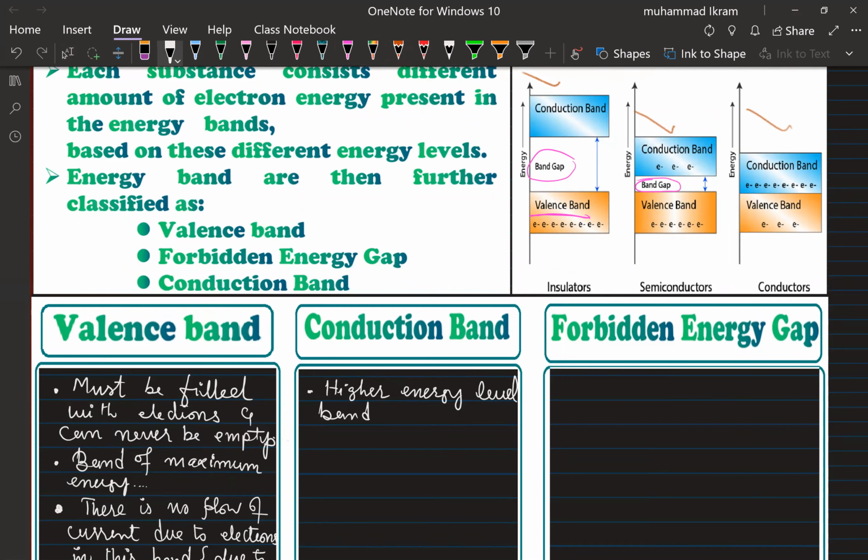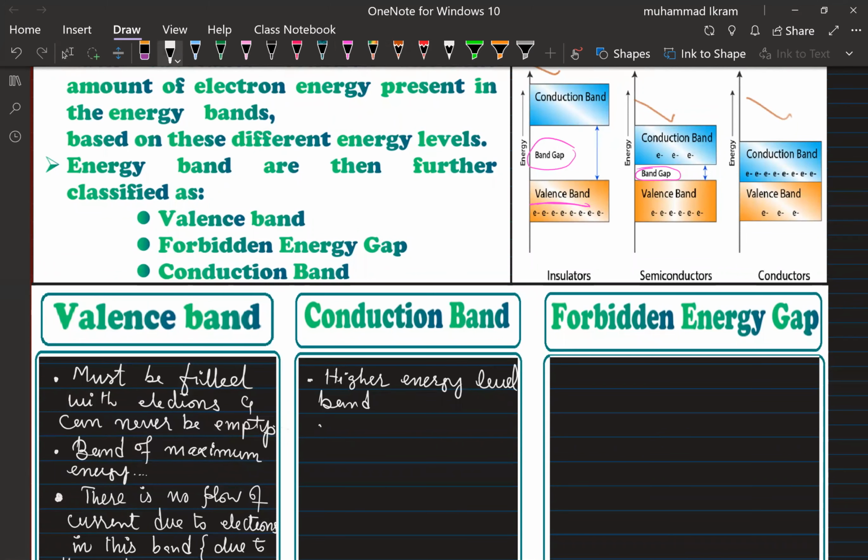Now remember, the conduction band can be partially filled, or it can be empty. For example, in the case of the insulator, the conduction band is completely empty, while in the case of the semiconductors and conductors, it is partially filled. So that is for the conduction band.